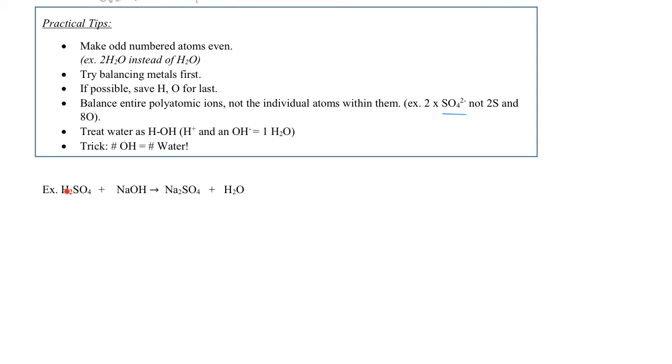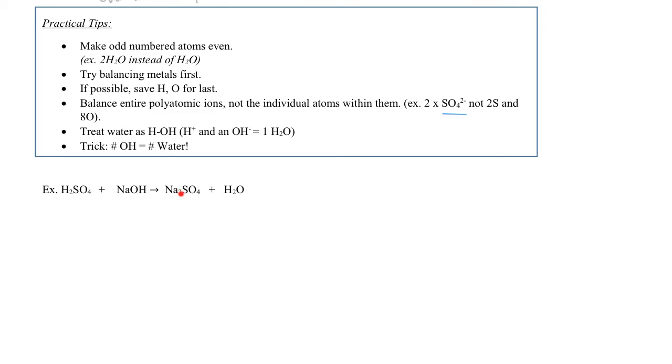So let's see if we can find any metals in this equation. Do you notice any? Pause the video and take a look. That's right. The metal that we have in this reaction is sodium. Notice that we have sodium over here and sodium over here. Also notice that the sodium, the metal, is unbalanced. What we're going to do is try balancing the metal first. So how can we balance the sodium on the left with the sodium on the right?